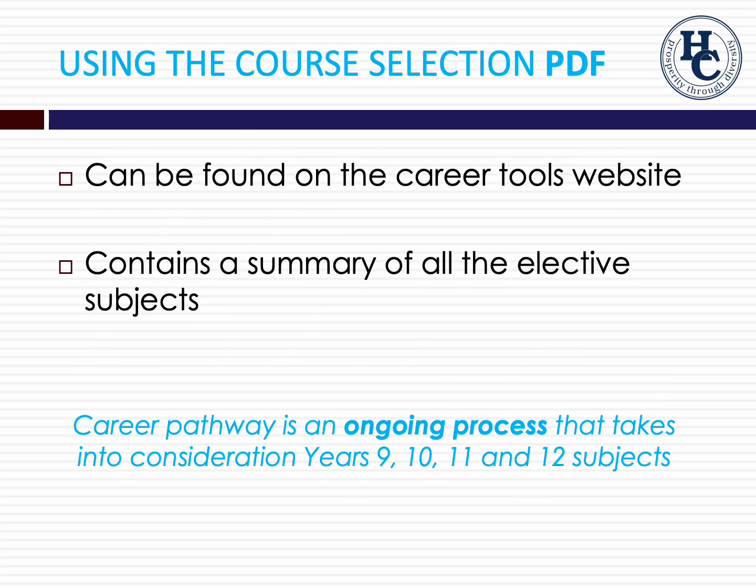So on the Career Tools website, there'll be a course selection PDF, and that will have a summary of all the elective subjects that they can choose. So it's important to note that Career Pathway is an ongoing process that takes into consideration Year 9, 10, 11, and 12 subjects. So when a student makes these choices, you should be considering what is the plan after that. So if I do this subject, what might I possibly do in Year 11 and what might I possibly do in Year 12? Yes, you want to have some interest subjects in there, but you also want to make decisions around what you possibly want to pursue for the future.